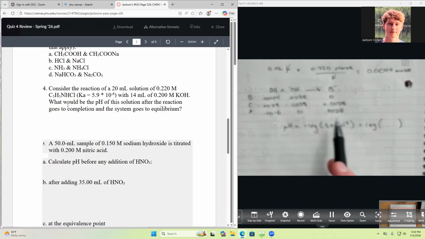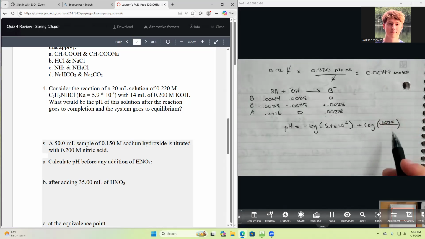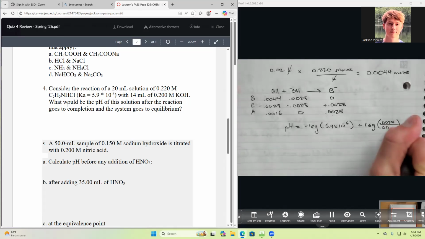Base over acid. Yep, so base is going to be our 0.0028. Make sure you don't mess up this part. I'm sure on his test, he'll have one option where the numerator and denominator are flipped, and that'll be the wrong one. So that's a very easy spot to mess up your points. Make sure you're always doing base over acid here for Henderson-Hasselbalch. So let's do that in our calculator.